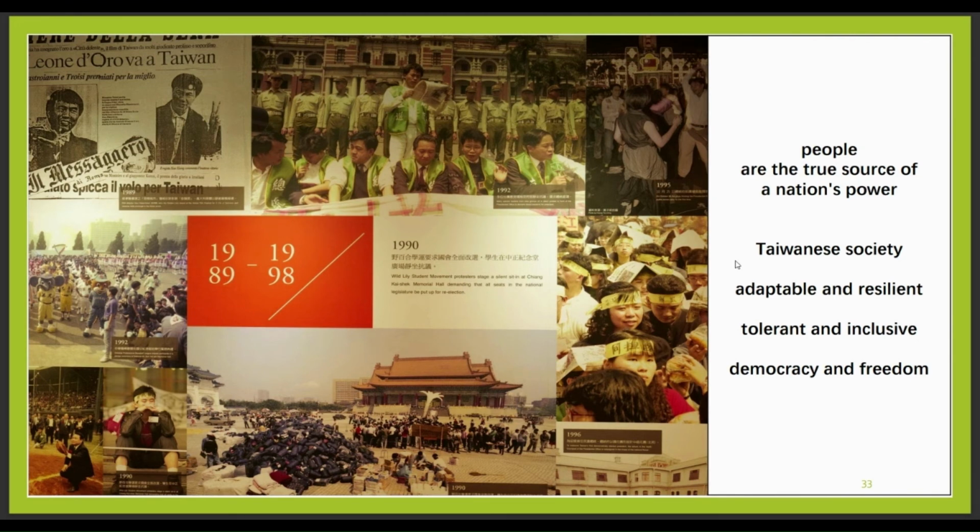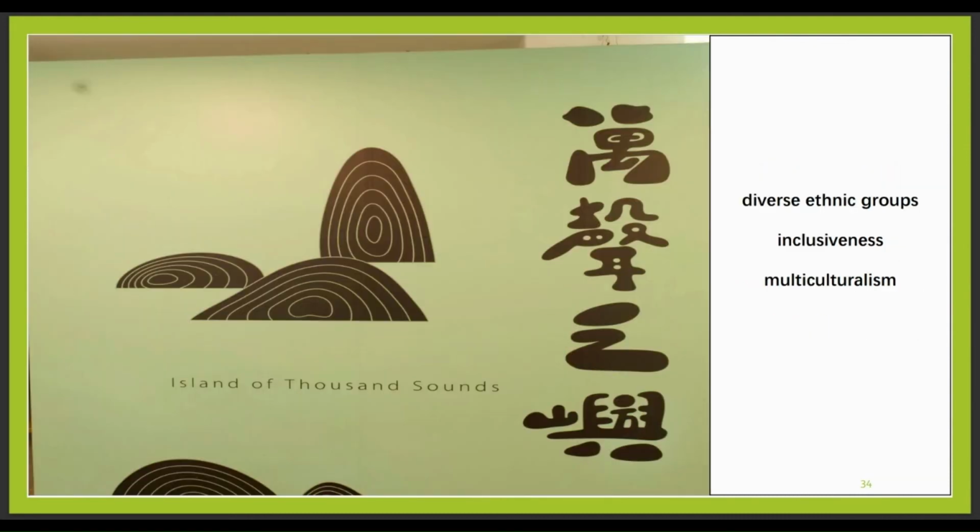And the Taiwanese society, the Taiwanese people, can be described as adaptable and resilient, tolerant and inclusive, and fighting for democracy and freedom. Another part of the exhibition is called Island of Thousand Sounds. What this refers to is the fact that Taiwan is home to diverse ethnic groups. And Taiwan can be described as inclusive and multicultural.